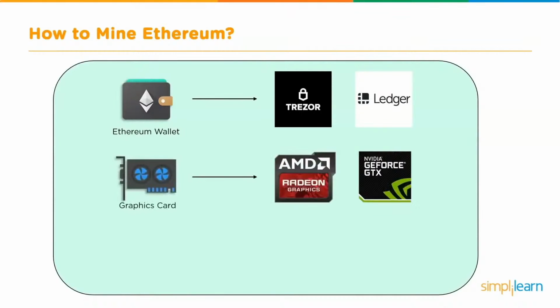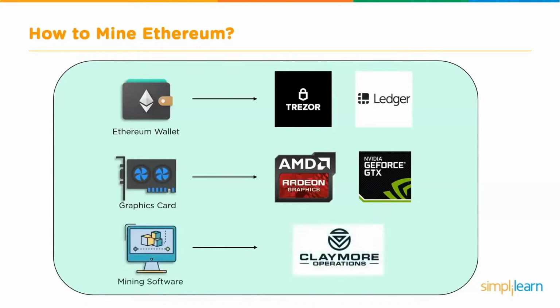Installing GPU drivers or graphics card: after creating your digital wallet, you need to update all the hardware drivers in your system. You can use two types of graphics card. They are AMD graphics card and NVIDIA graphics card. Claymore is considered the best software for mining Ethereum on GPU drivers.